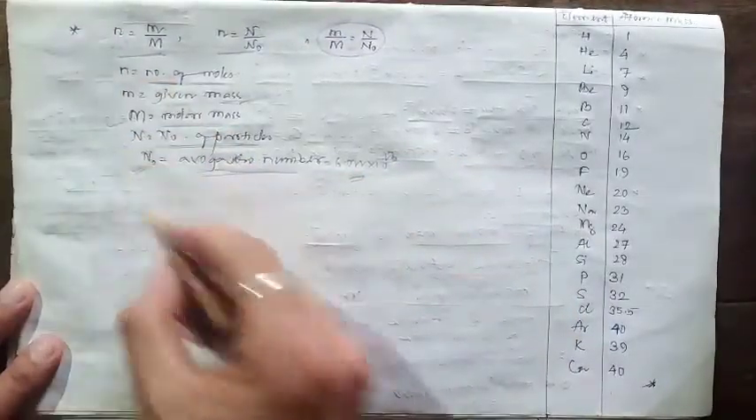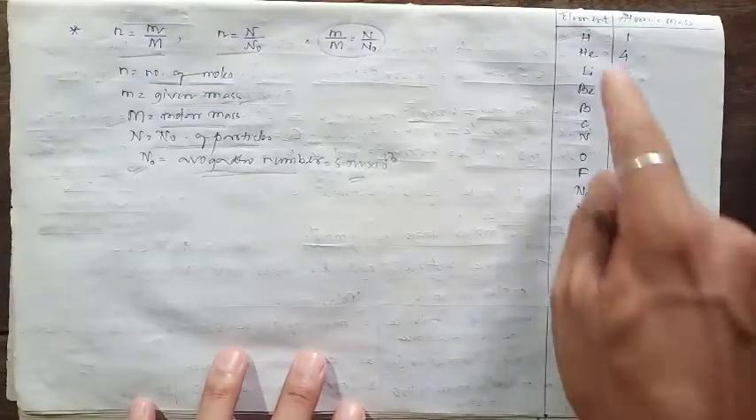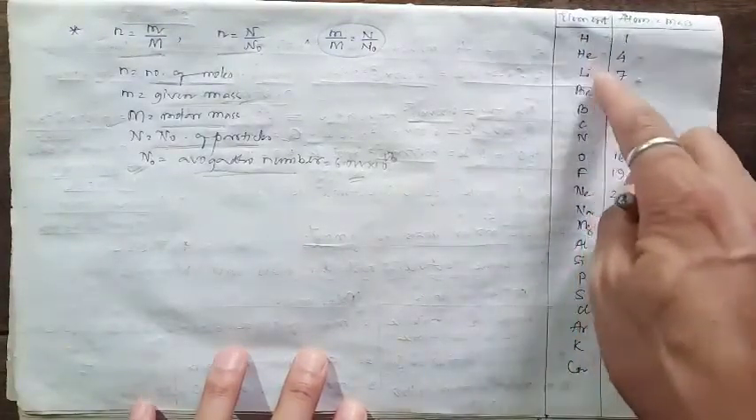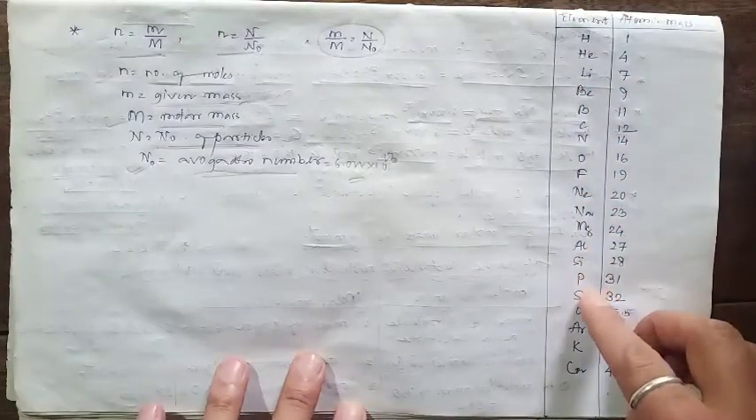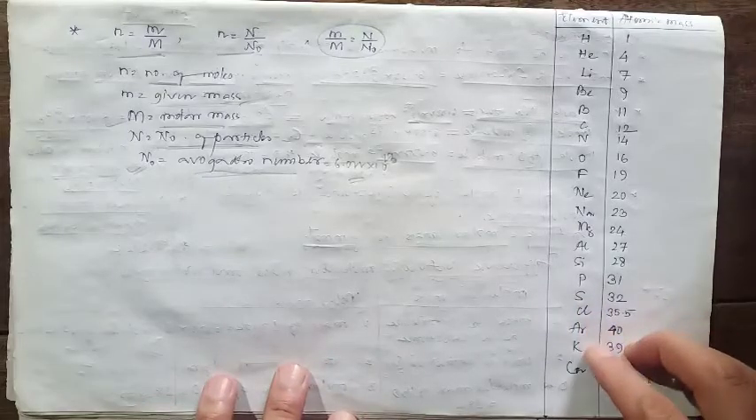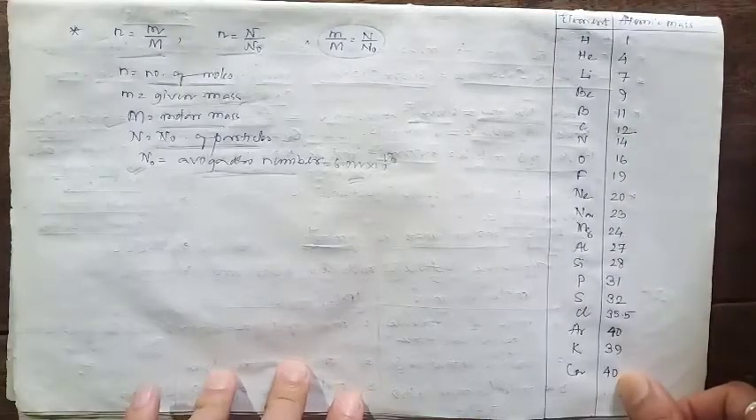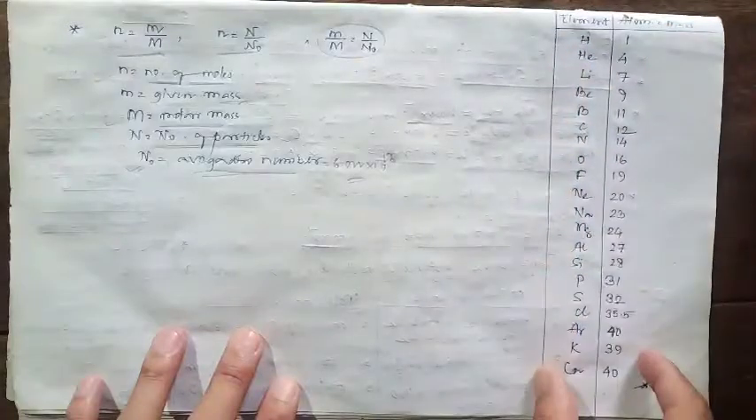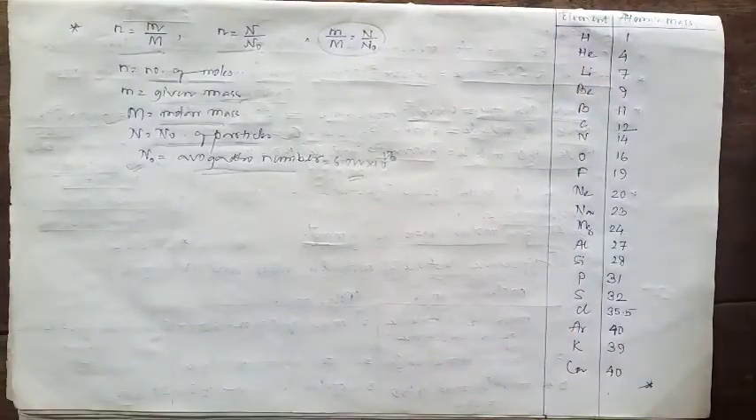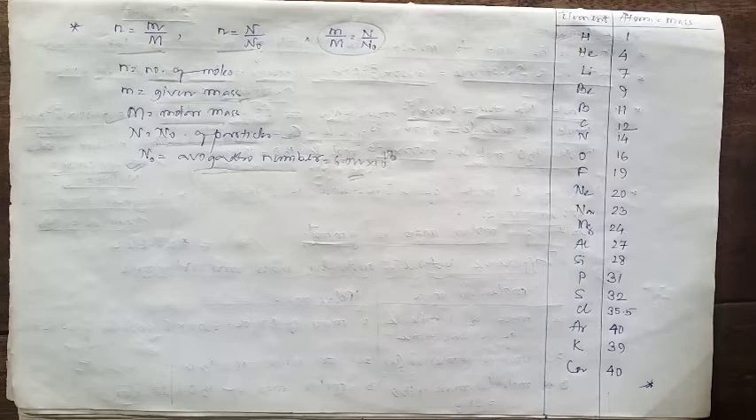So using these relations and this table, student, this is the table that you have to memorize. These are the names of the elements: hydrogen, helium, lithium, beryllium, boron, carbon, nitrogen, oxygen, fluorine, neon, sodium, magnesium, aluminum, silicon, phosphorus, sulfur, chlorine, argon, potassium, and calcium, and the atomic mass given. This atomic mass you have to memorize. Using this atomic mass, we'll be solving some numerical problems based on the relation between the mole concept, moles, number of particles and mass.